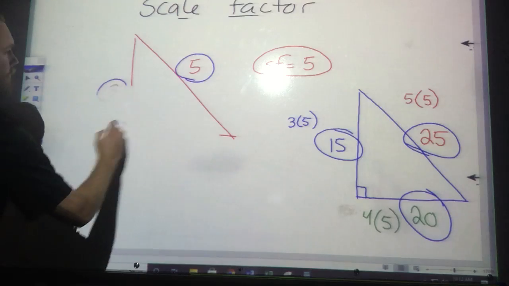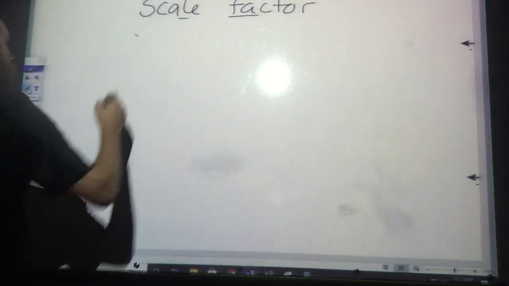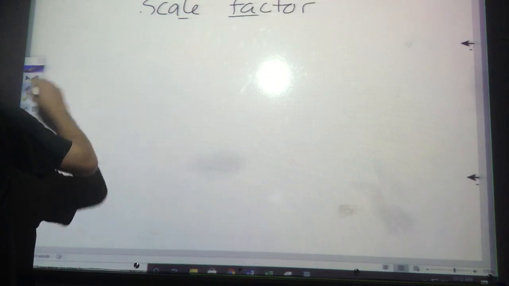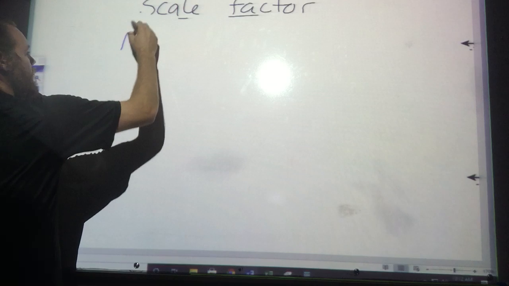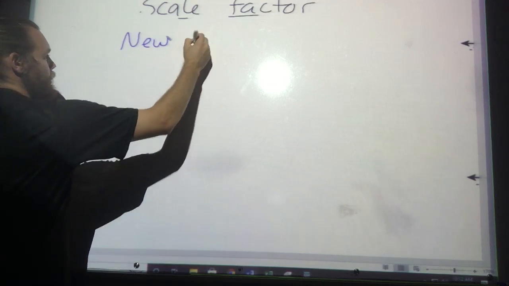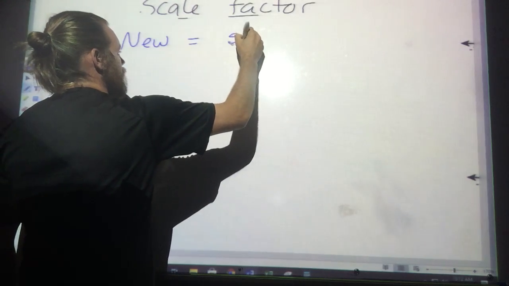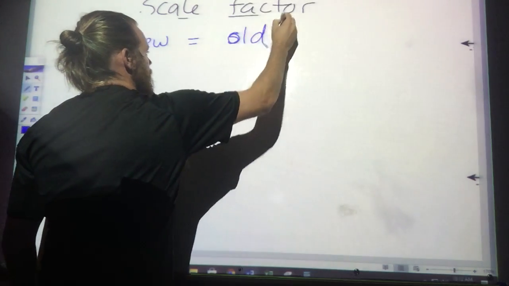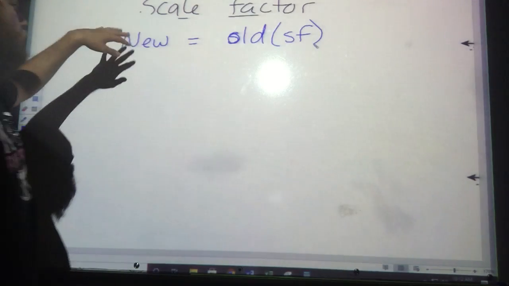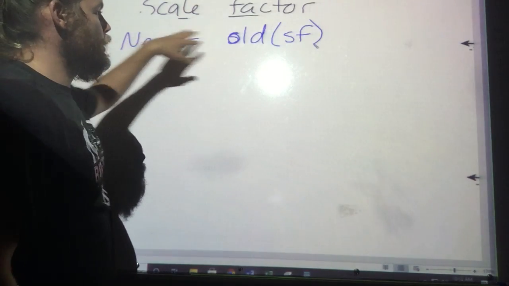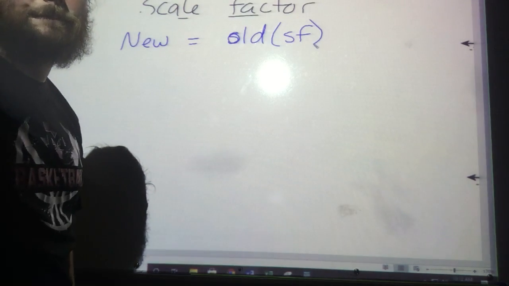Okay? So again, real quick, I'm going to write down a formula for you using a scale factor. Okay? So, if you want to get the new image, you're going to take your scale factor and multiply it by the old. Okay? To get a new shape, you're going to take your old shape and multiply by the scale factor. Okay?